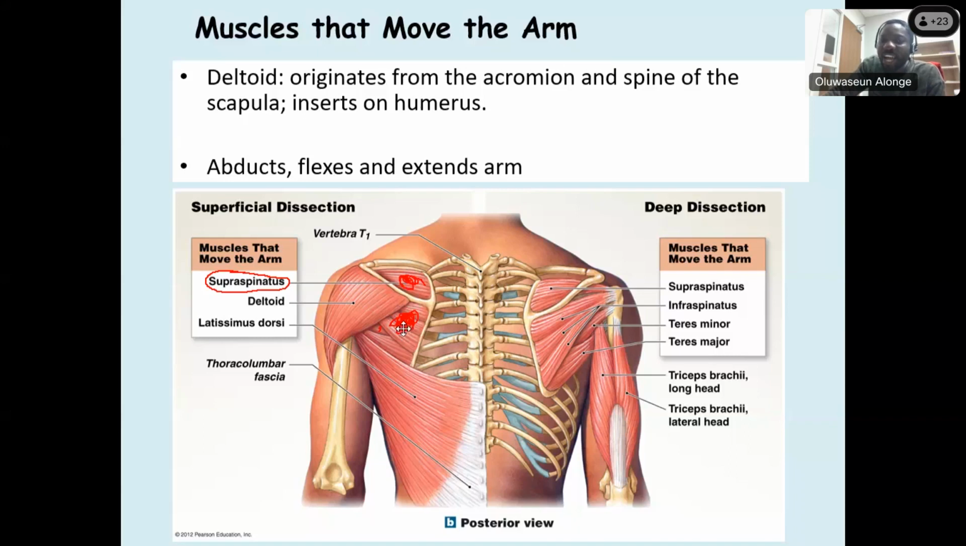All right. Now, if you remember, on the anterior side of the scapula, what do we call the depression there? There's a fossa there too on the anterior side.